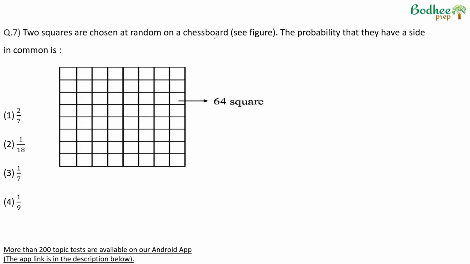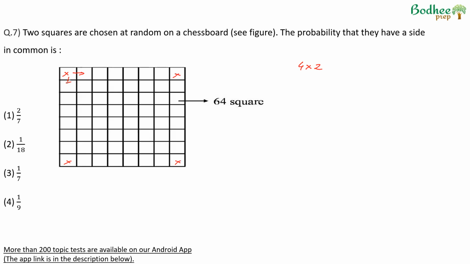2 squares are chosen at random on a chessboard. The probability that they have a side in common. Now we can look at the edges first, or the corners first. Here there are 2 options. So I say 4 corners, and 2 choices possible, this or this.